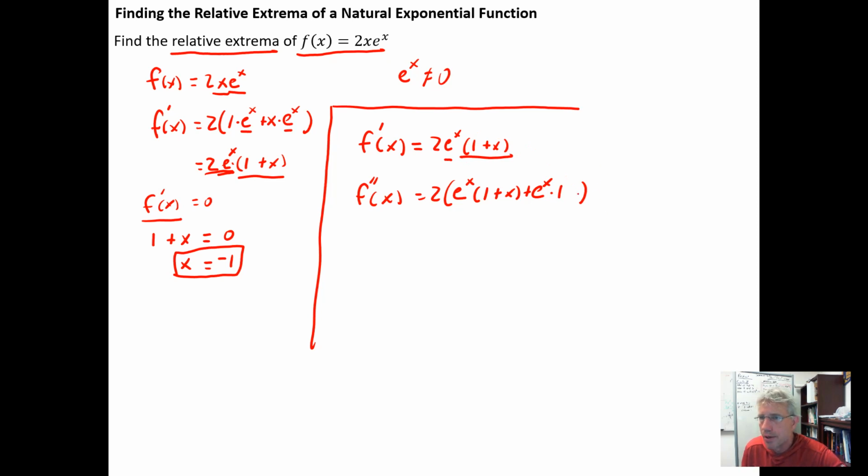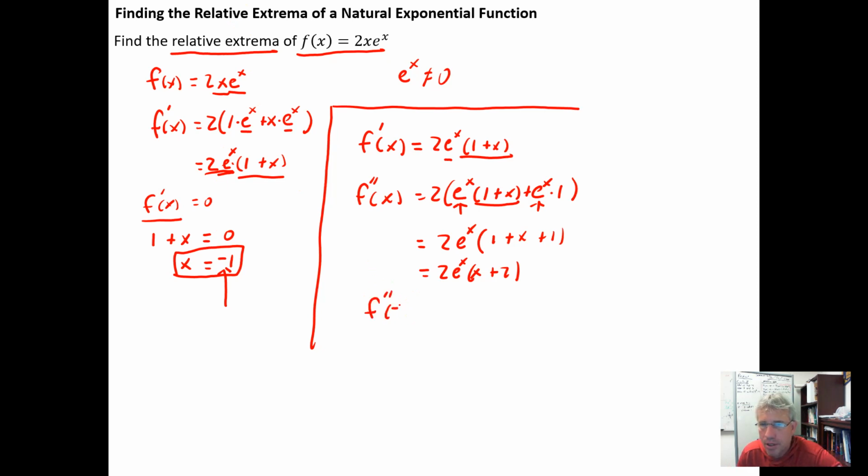is just 1. And then when I look at this, I see once again that the e to the x is showing up in each of the two terms and can be factored out using the distributive property, which will leave behind a 1 plus x plus 1 right here, or just 2 e to the x times x plus 2. So once I have that, the second derivative test says plug in the number that might be a location of a relative extrema, and then see if you get a positive or negative second derivative.